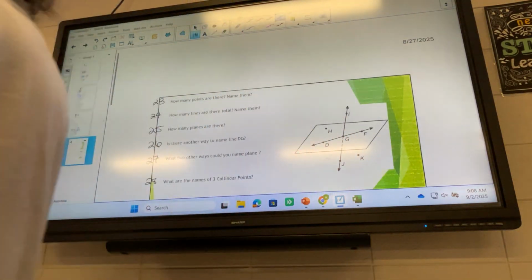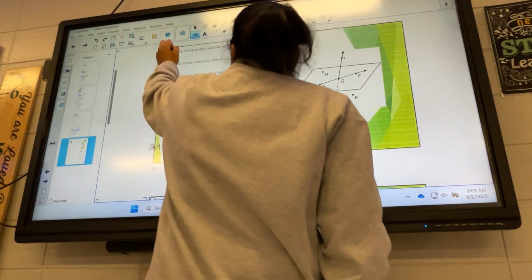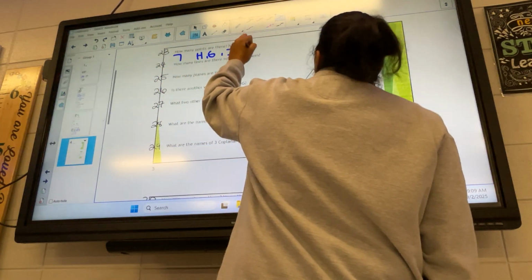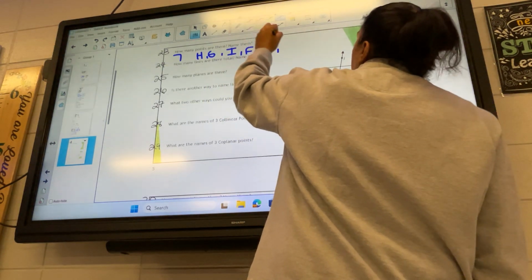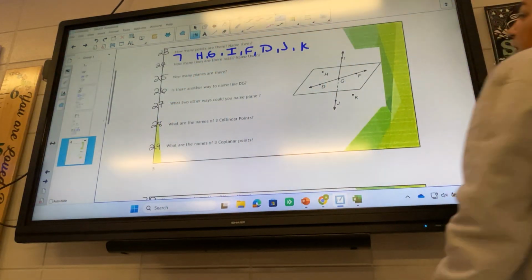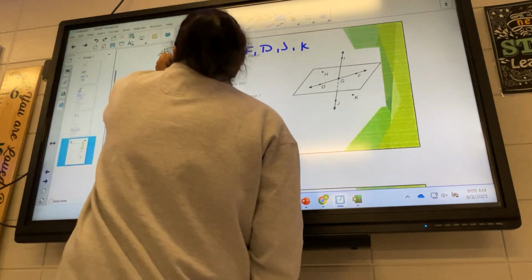I'm going to do the top one on that last page. How many points are there? 3, 4, 6, 7. I agree, 7. And it says to name them. H, G, I, F, D, J, K. Can we get them all? How many lines are there total? There are 2, and it says to name them.